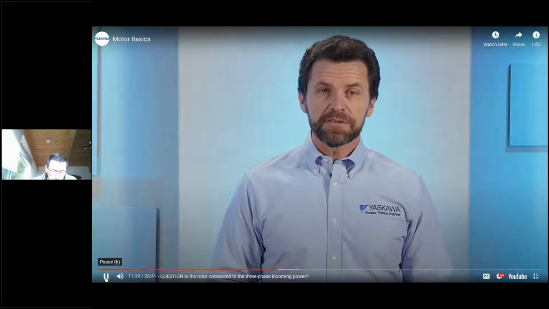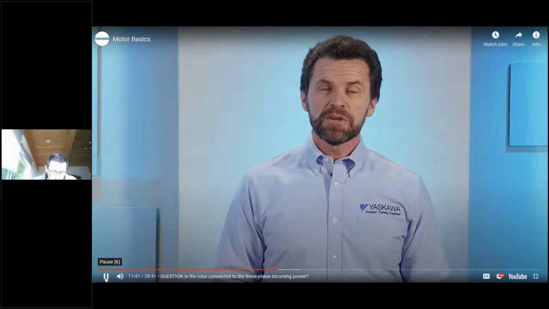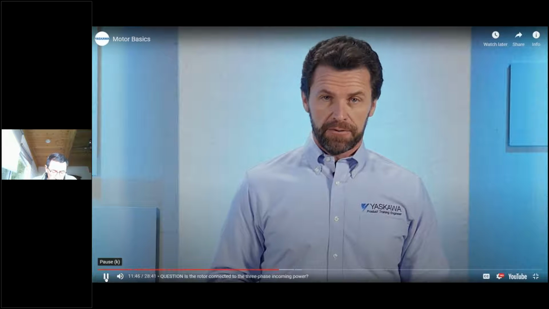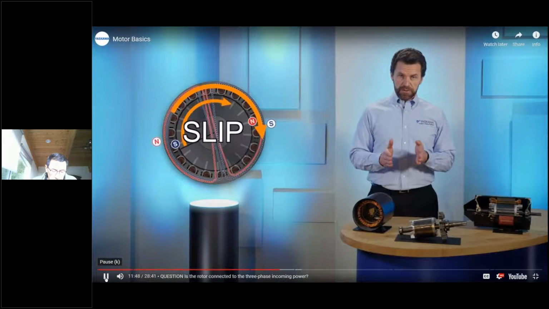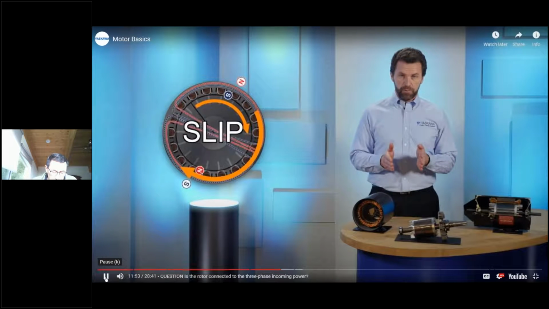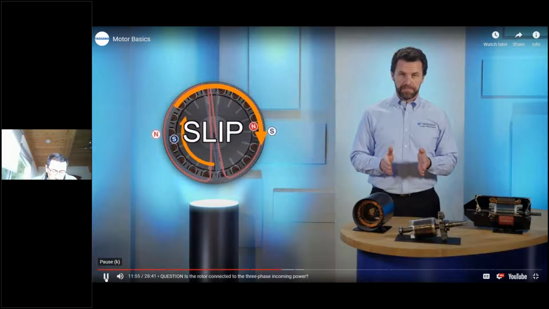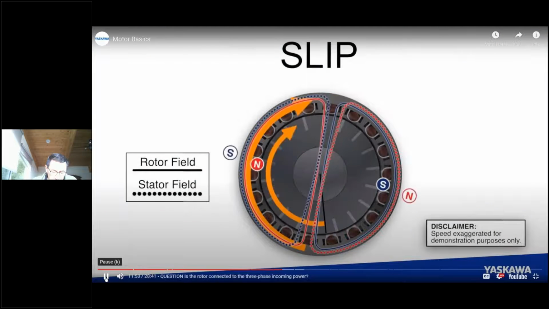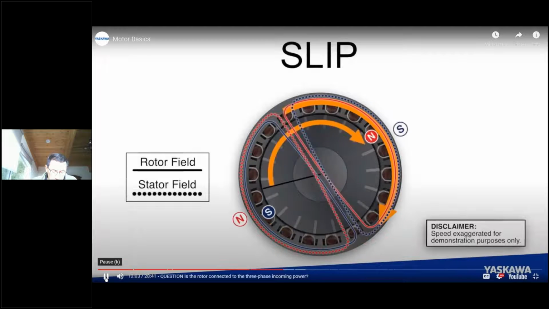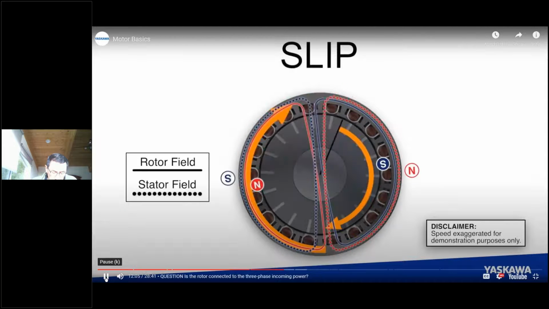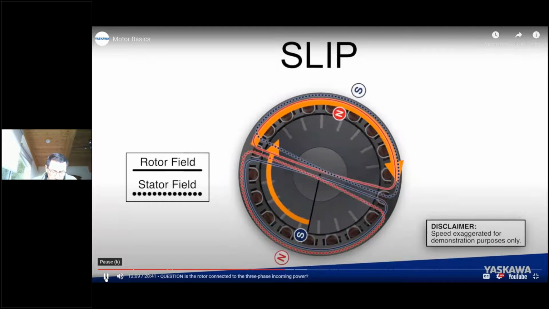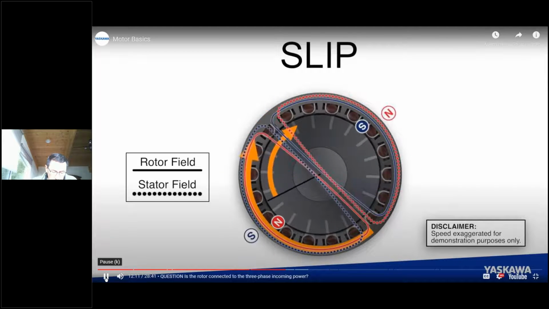So, as you can see, with AC induction motors, the rotor always rotates slower than the magnetic field of the stator. The difference between the sync speed of the stator's rotating magnetic field and the mechanical speed of the rotor is called slip. The amount of slip depends on the amount of the motor's load. The greater the load on the motor, the slower the rotor turns in relationship to the stator's rotating magnetic field. The more this difference increases, the more slip increases.